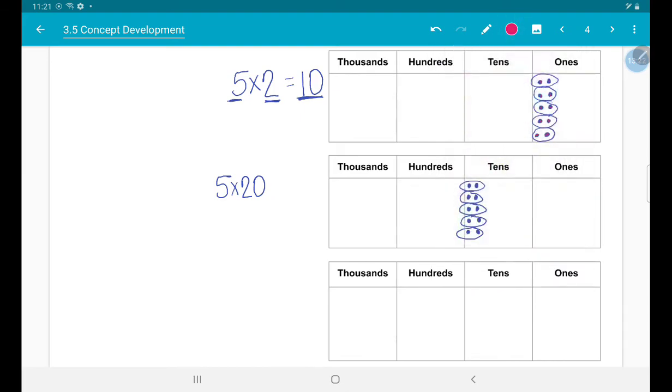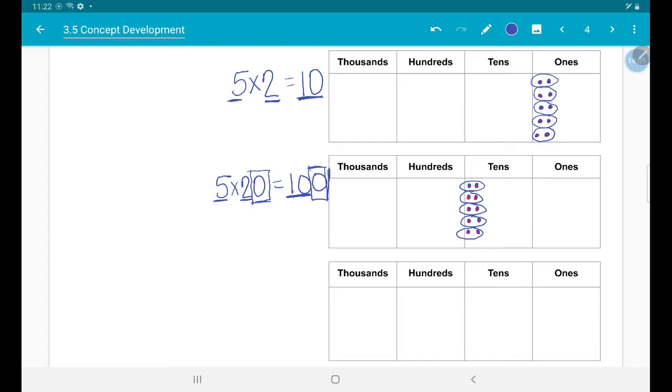All right, let's count those. We're in the tens place, so we'll count by tens. 10, 20, 30, 40, 50, 60, 70, 80, 90, 100. 5 times 20 equals 100. So let's look at that. 5 times 2 equals 10. And I'm adding a 0 to the end of my product because I was multiplying by 2 tens. So my answer is 100.